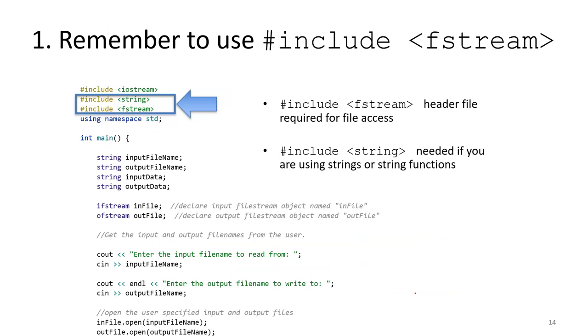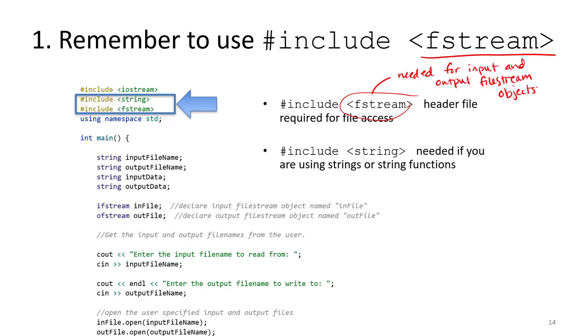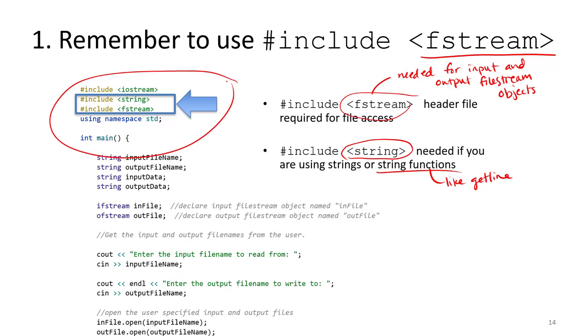Okay, the next thing we need to remember is we need to use include filestream when working with data files. The include filestream header file is required for file access. That is because filestream includes the code needed for the input and output file stream objects. It's also a good idea to include the string header if you are using strings or string functions like getline. And so you'll see in our sample program, we included both of those headers.